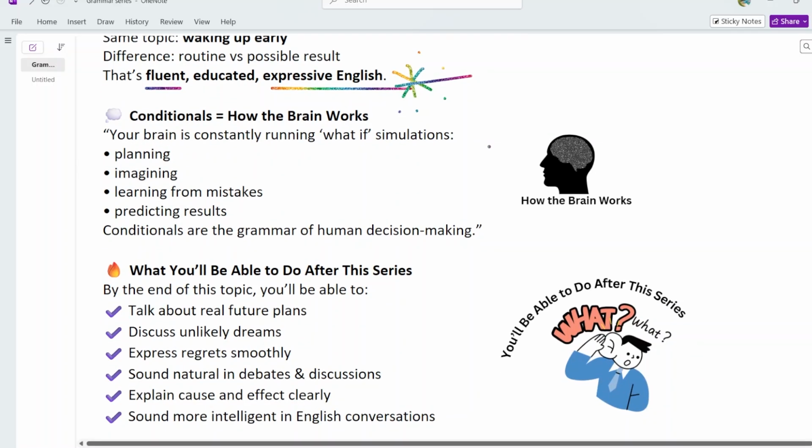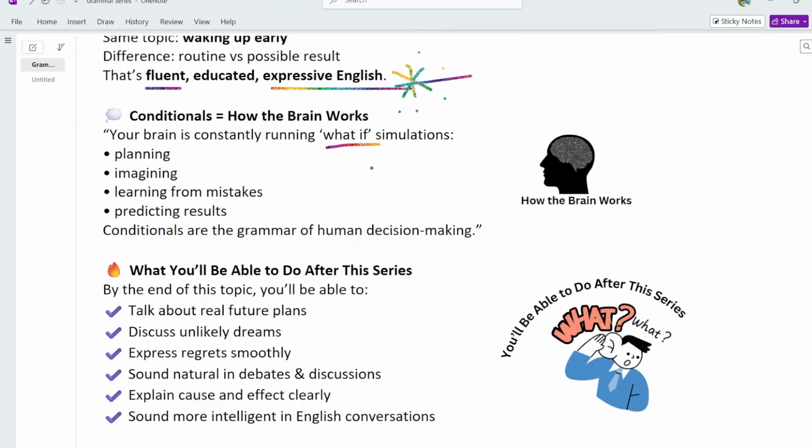Okay. Now, let's look at another important section, that is how the brain works. How the brain works in relation to your conditional usage. Your brain is constantly running questions like what if? What if this happens? What if that happens? What if I study well? Or what if I work even harder than what I'm doing right now?